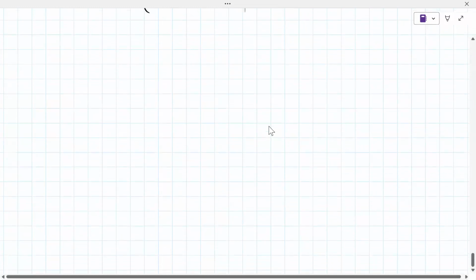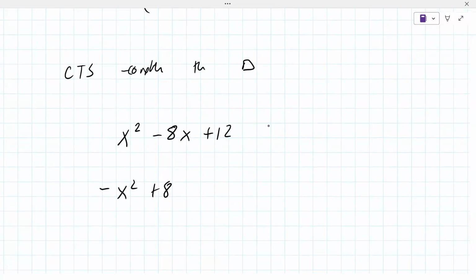The next type of oddities for completing the square is when you have a number in front besides one. So like we've been doing a bunch of problems like this, like x squared minus 8x plus 12, for example. Now, what if I put a negative in front? So what if I change the sign of all these? So it's negative x squared plus 8x minus 12. What do you do in this scenario?